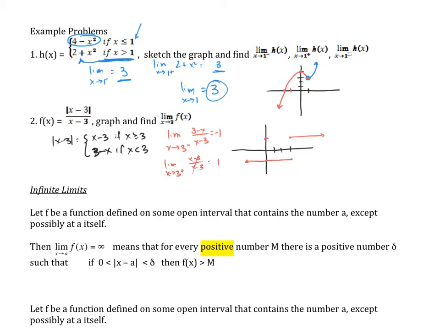So in this case, the limit from the left is -1. The limit from the right is +1. So that means the limit as x approaches 3 is going to be DNE. It's not going to exist. So now we can get into infinite limits.